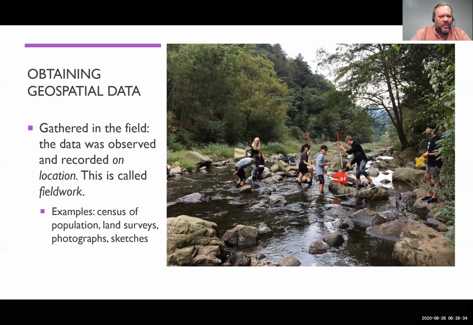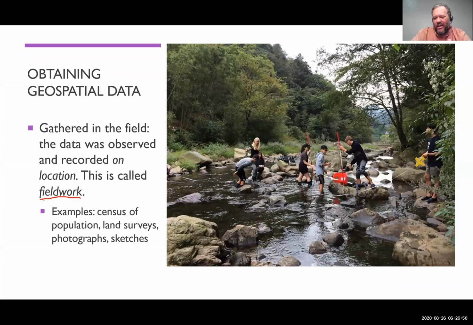So there are a couple of different ways to measure geospatial data and collect the information. One is called field work. Field work is when people actually get out and go and collect the data themselves. It's not necessarily reliant on a computer to take measurements. It could be a census of the population, a land survey, photographs, sketches, could be a lot of different things. But field work is when scientists or other folks get out and actually do the measurements themselves.